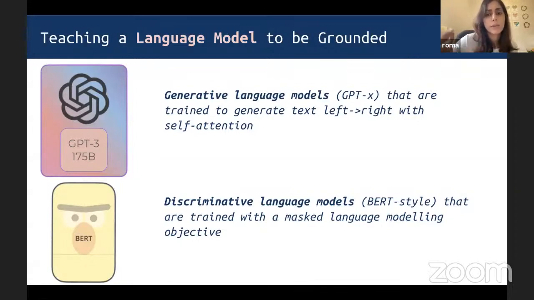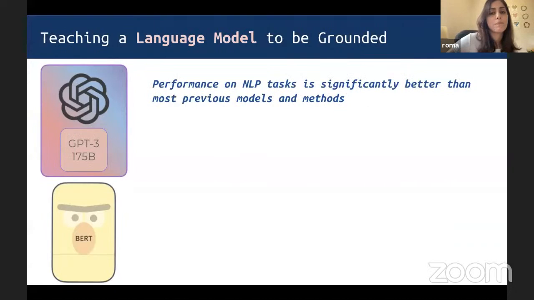The second class of language models are discriminative language models. These are the BERT-style language models that have a roughly similar language modeling objective, which is to predict the next word. However, they're trained with a masked language modeling objective, which is slightly different from the left to right generation that gives you this kind of language generation ability. For this talk, we focus on generative language models, of the GPT-X nature, and I'll discuss a little bit why these models are better for the kinds of tasks that we're interested in.